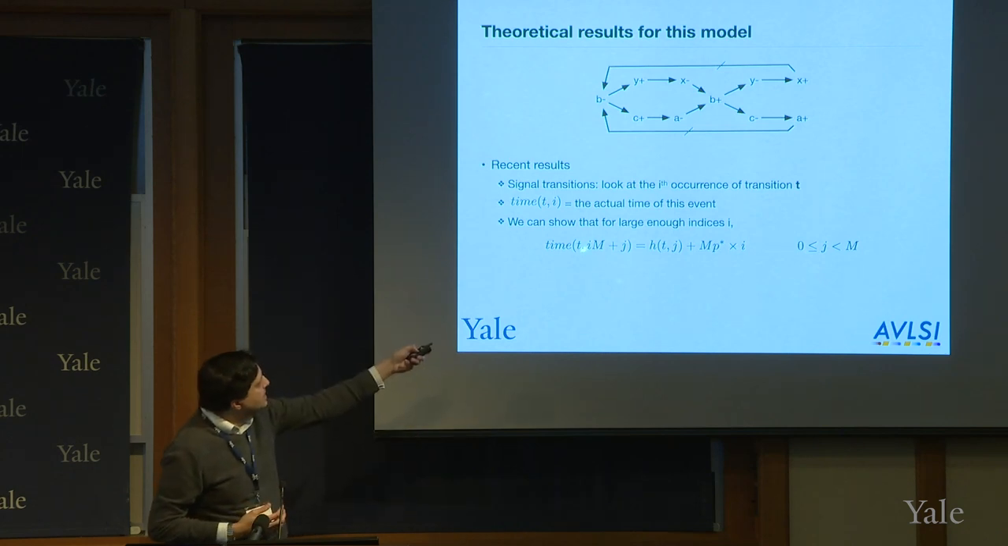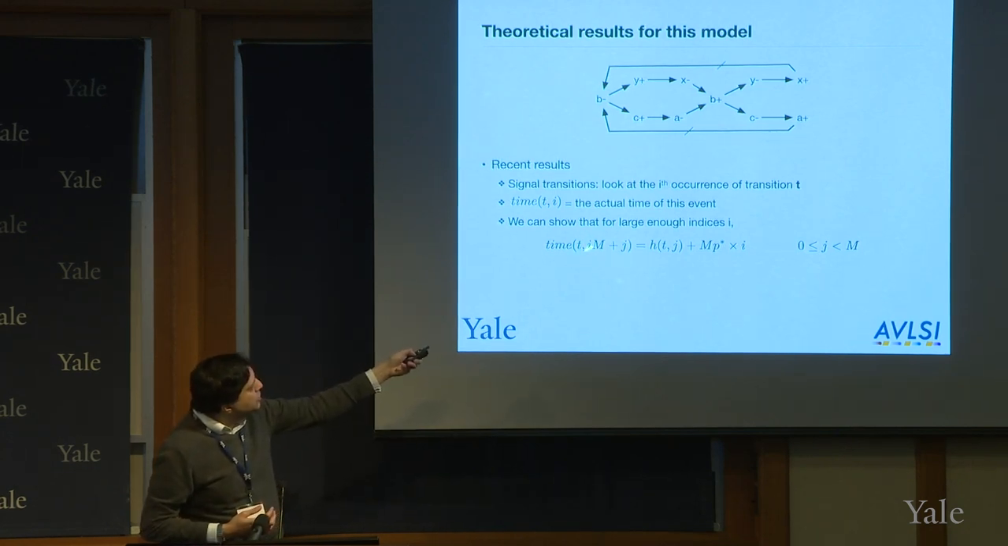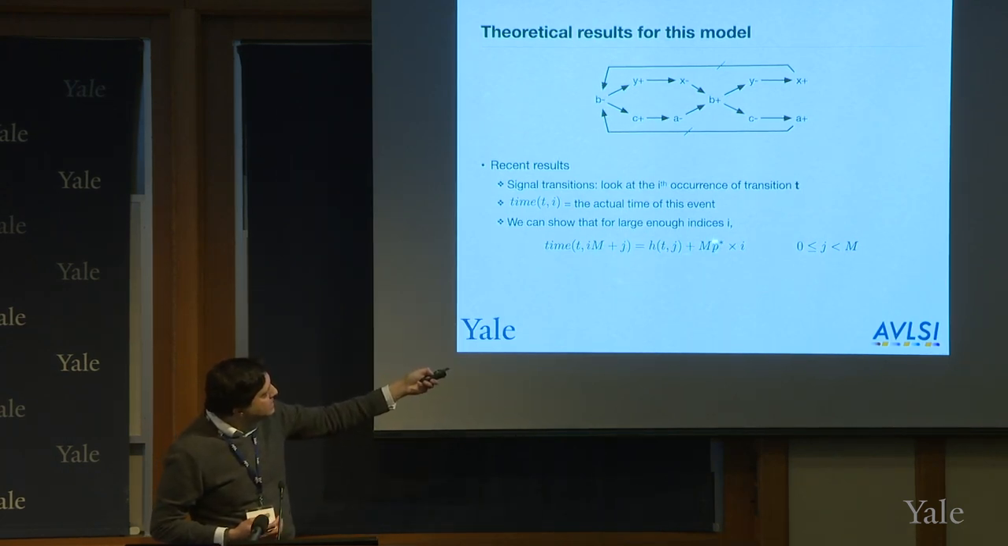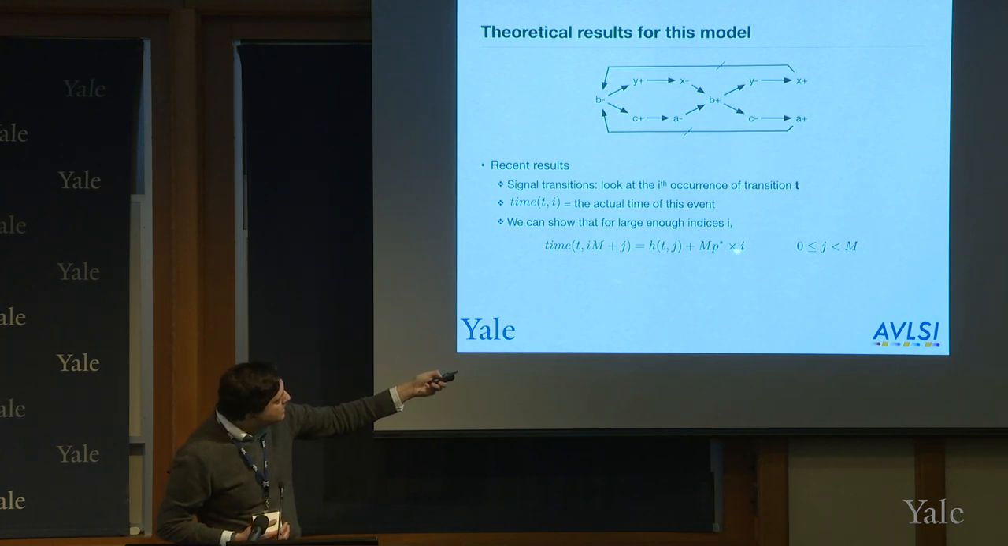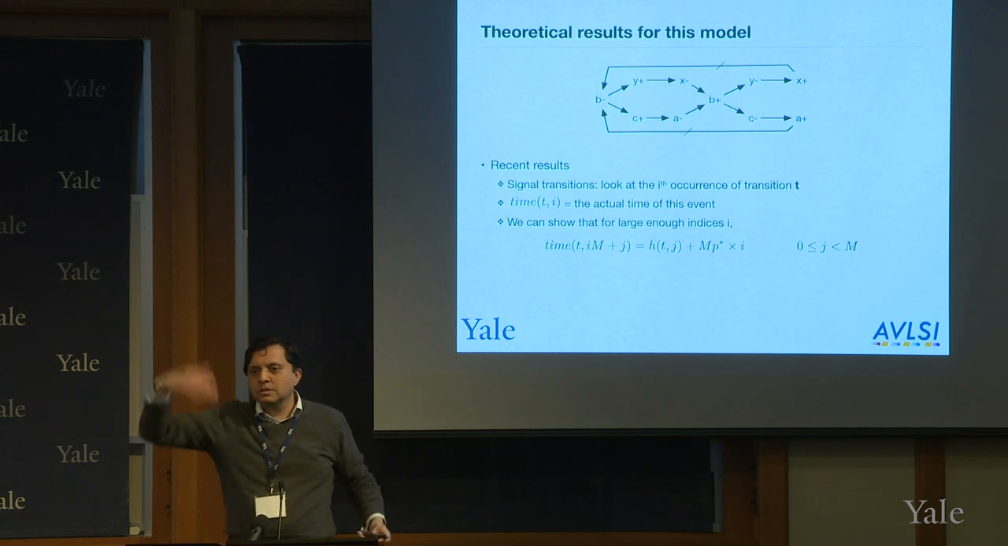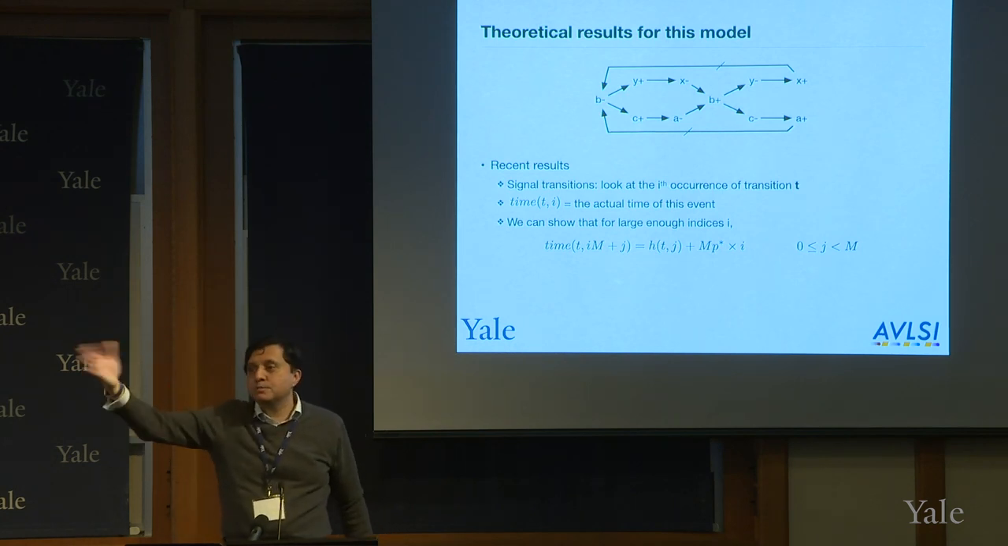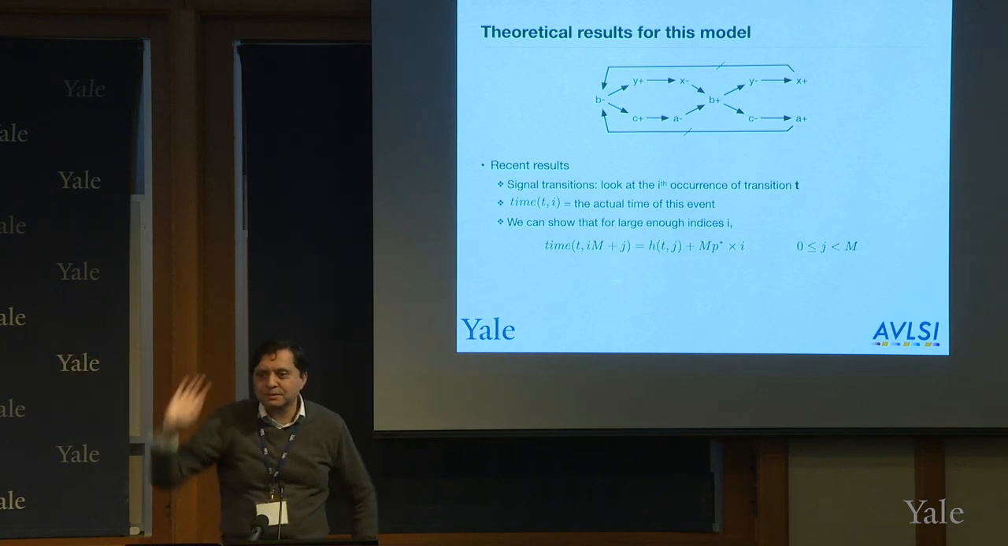So what this basically says is the time of a transition at some index i m plus j is some constant plus m times another constant times i. So i and j are the two variables here. So you can see that all the transitions eventually become periodic. You can actually prove this mathematically. It's not fun, but you can do it.